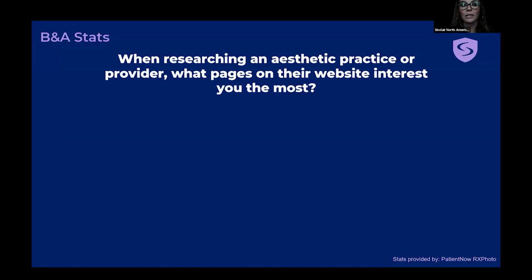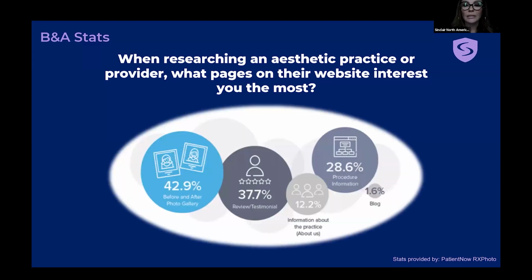And now here are the statistics. These were kindly provided to us by Patient Now and RX Photo. They put good money into doing this research, so we really appreciate them sharing this with us. When researching an aesthetic practice provider, what pages on the website are you most interested in, or what are you looking into the most? And here is the result.